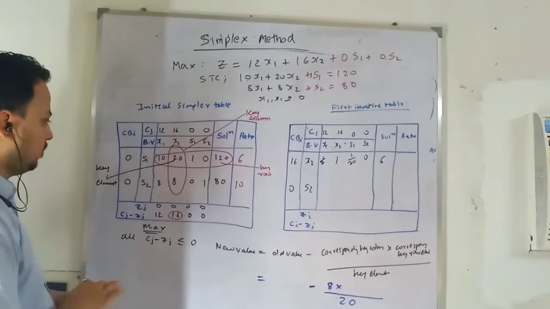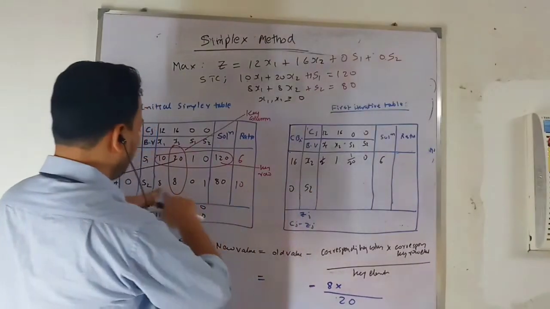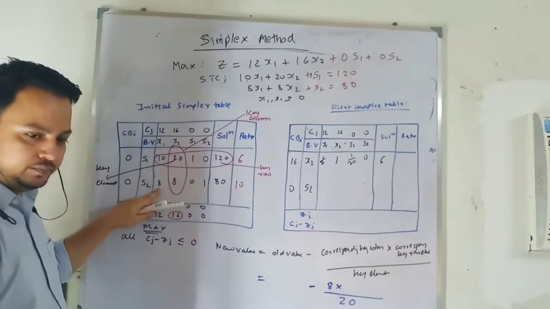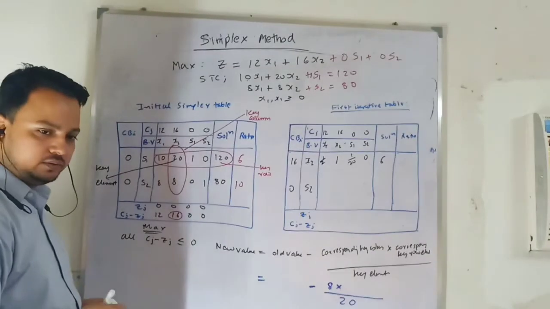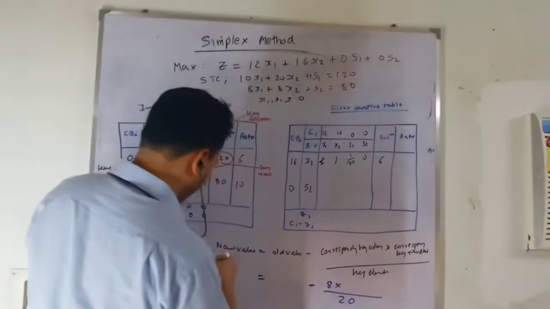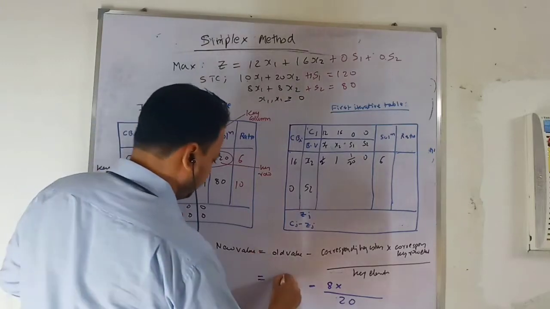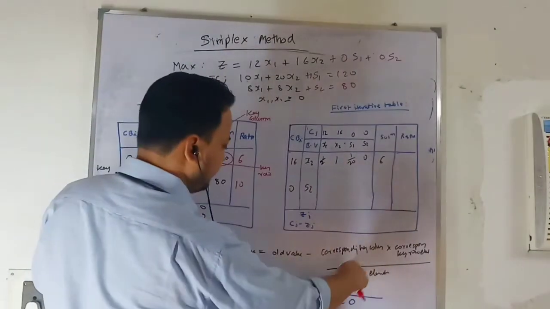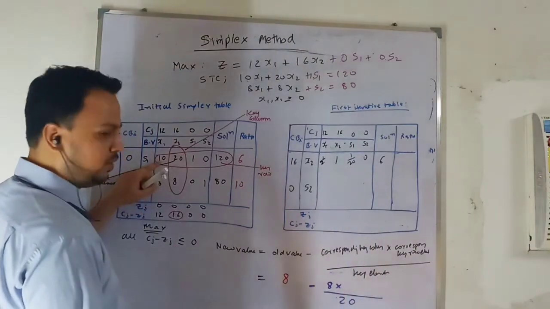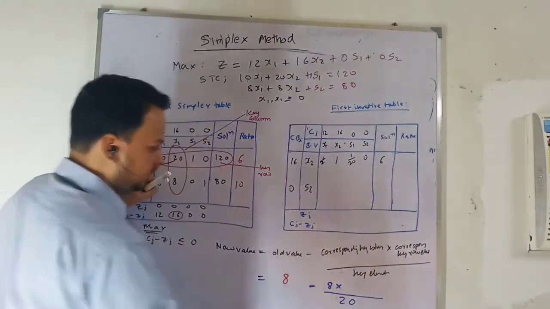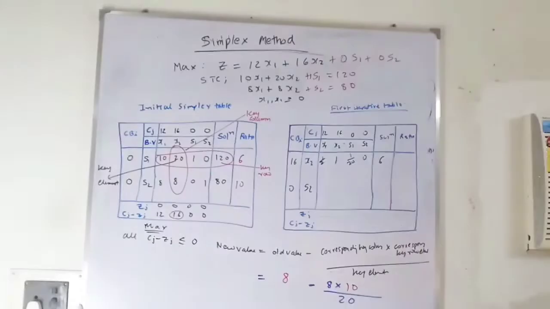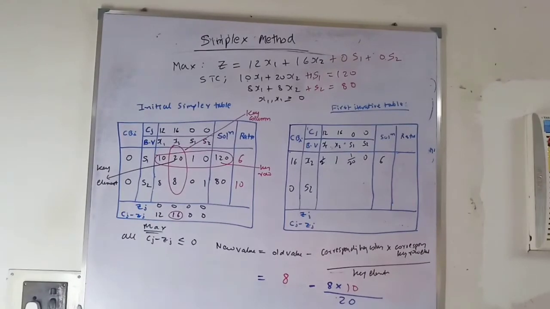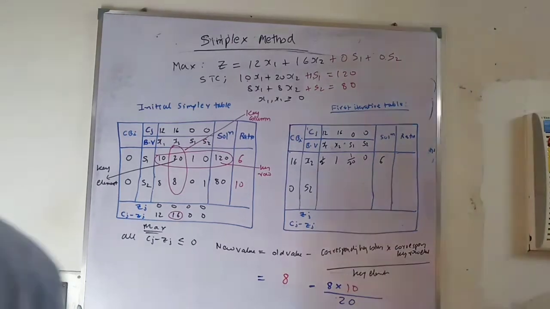Okay. Now, for the first element I want to write the old value. This is the formula I am applying. What is the old value? 8. Yes or no? So write 8 here. The corresponding key column value I have written. What is the corresponding row value? 10. Okay. Then take it out. What can you get? Four.